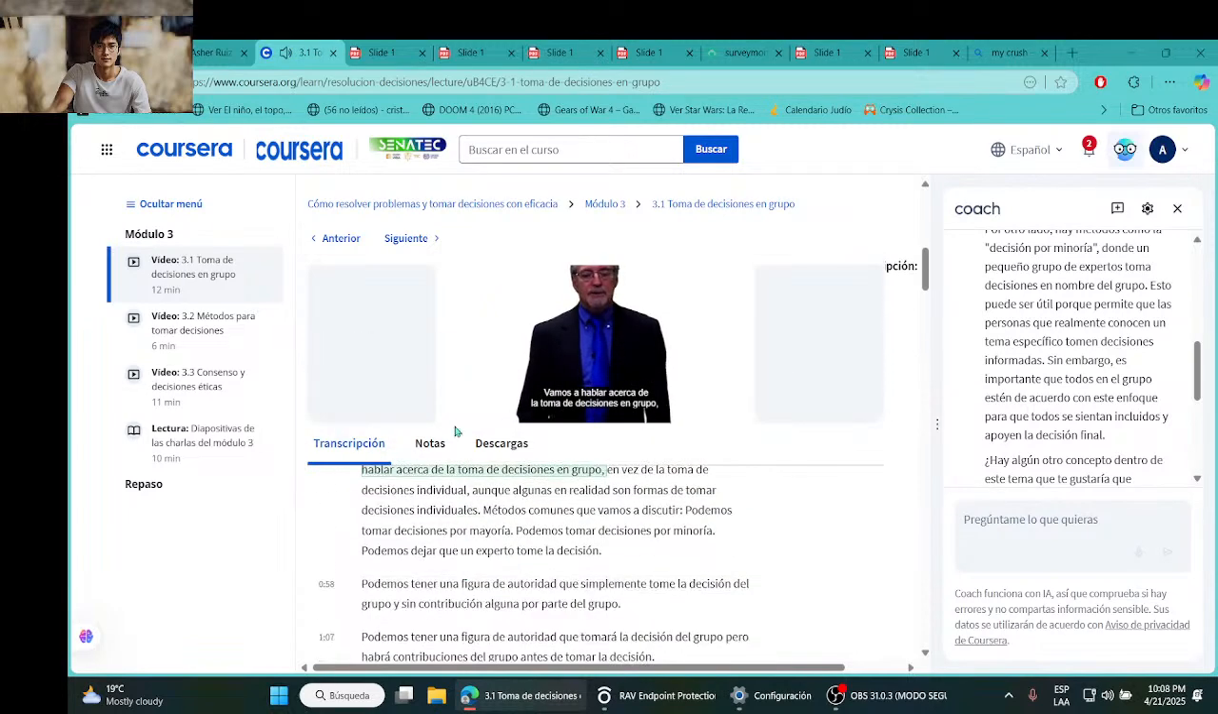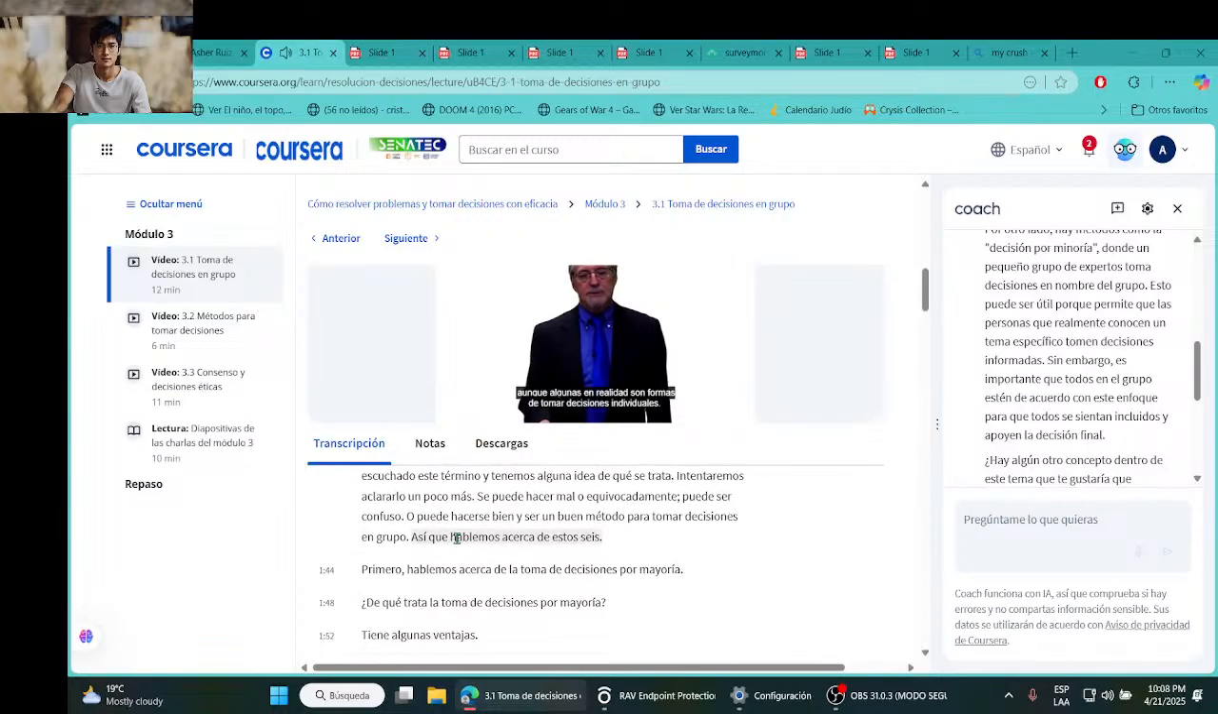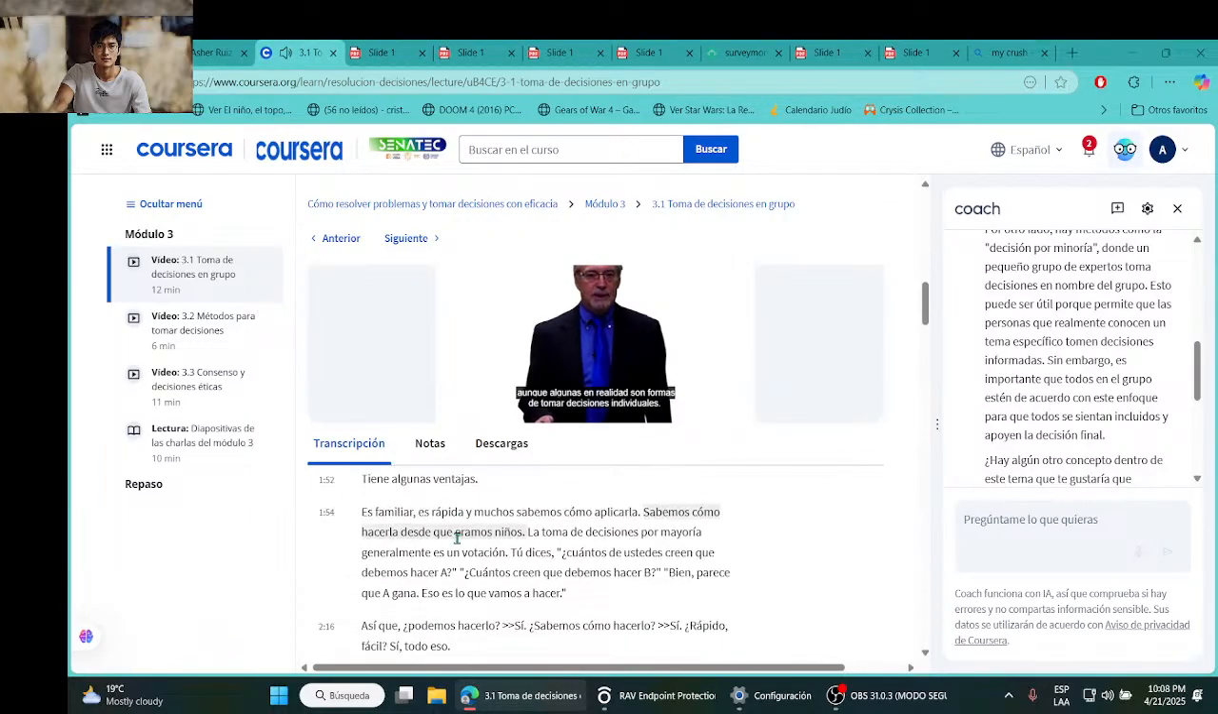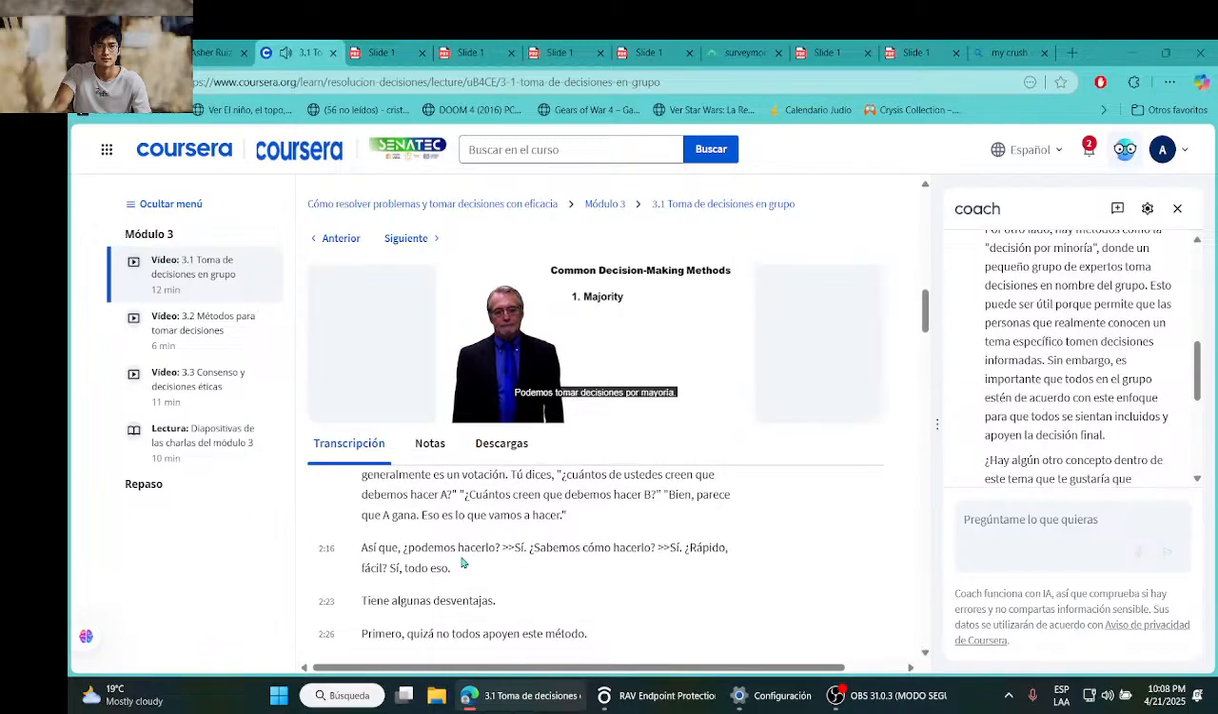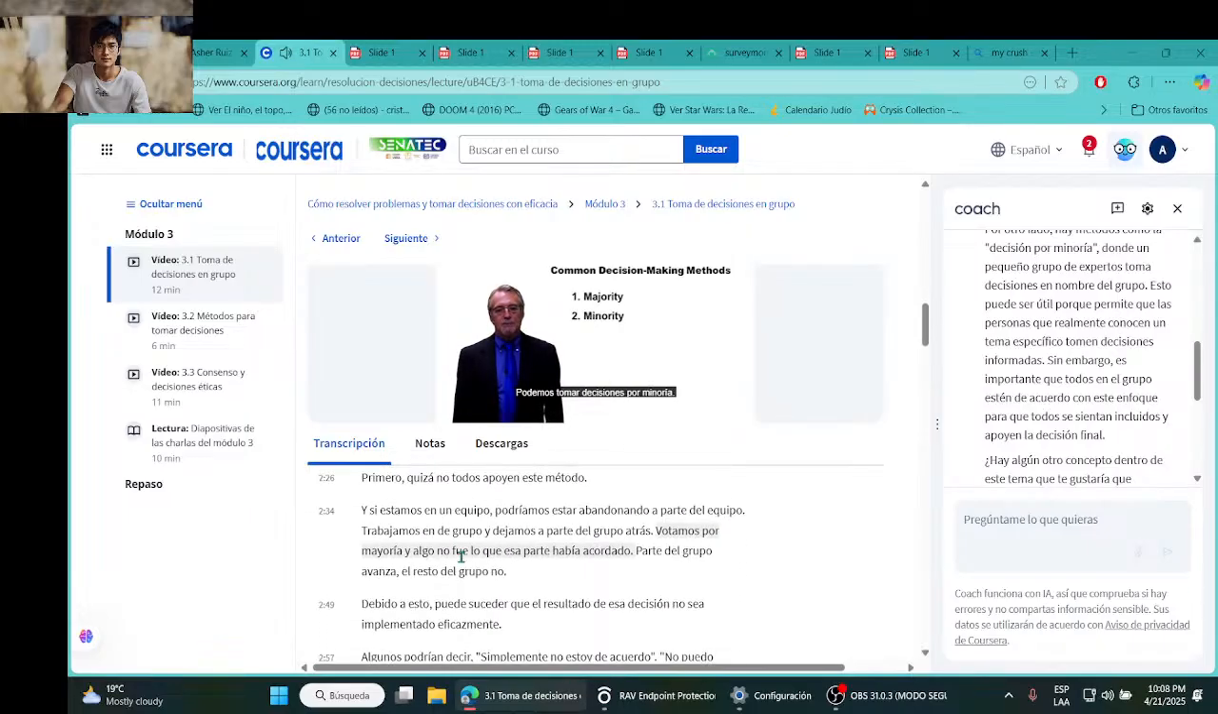We're going to talk about decision making in groups rather than individual decision making, although some of these will actually be ways to make decisions by one person. Common methods that we're going to discuss. We can make decision by majority. We can make decision by minority. We can make decision by an expert.